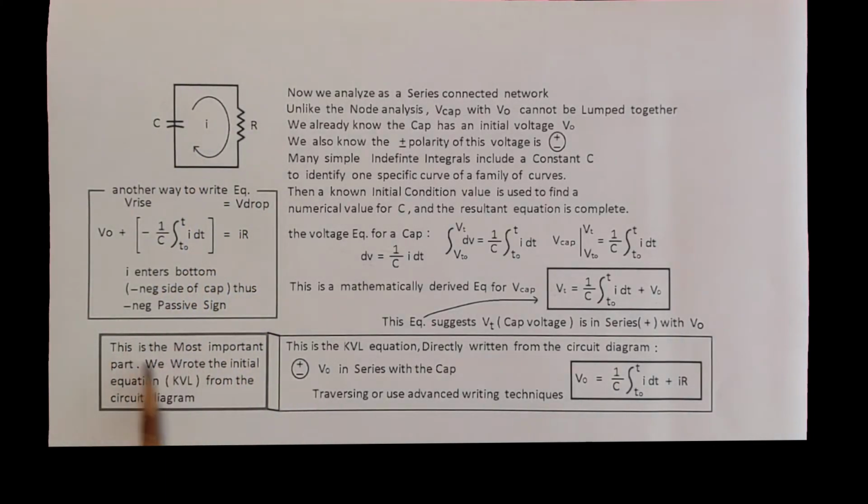And this, again, as I say here, is the most important part, to write the initial equation of the circuit. Once we get this, the rest of it is still not easy, but this potentially is the most difficult part. And this is the correct equation. This is the full cap voltage, which was basically unspecified when we did the node analysis.